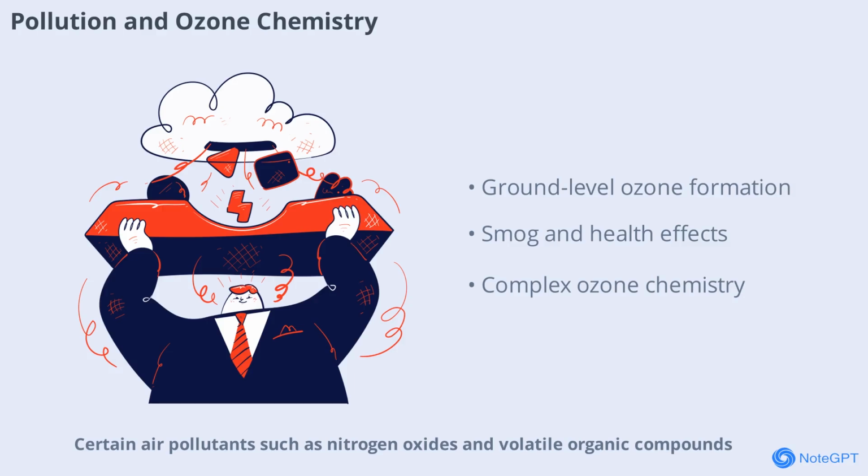Air pollutants, such as nitrogen oxides and volatile organic compounds, can also influence ozone chemistry. In the lower atmosphere, these chemicals react in sunlight to form ground-level ozone, a major component of smog. While ozone is beneficial in the stratosphere, it's harmful at ground level, causing respiratory problems and damaging crops. This dual role of ozone highlights the complexity of environmental chemistry and the need for careful management of pollutants.